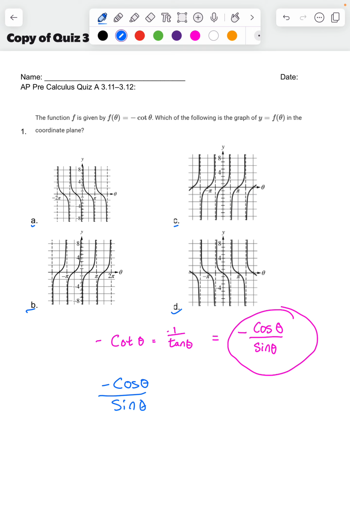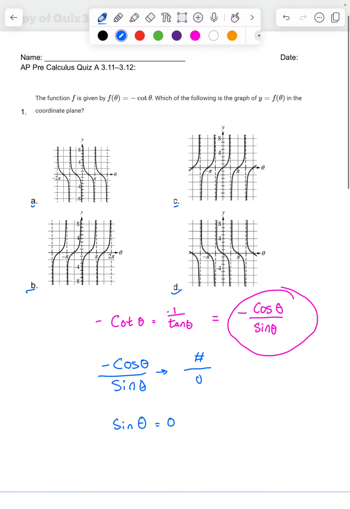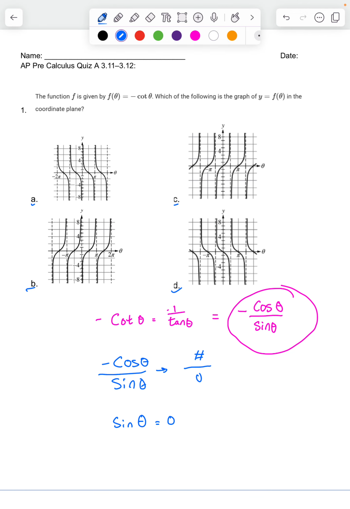What we really need to look at is where asymptotes are occurring. Our asymptotes occur whenever our denominator is equal to 0. So in this case, when is sine of theta equal to 0? When does this occur? Sine of theta is going to be equal to 0.